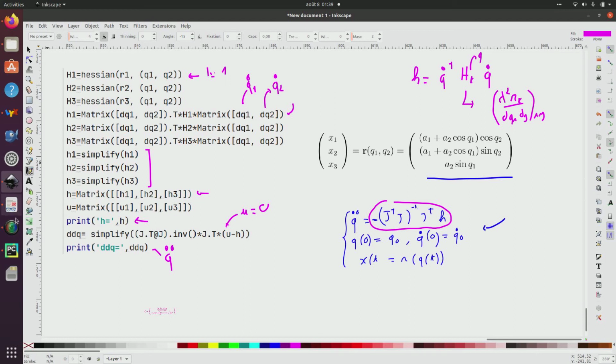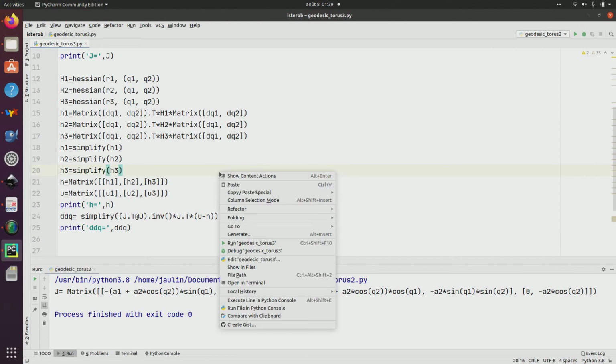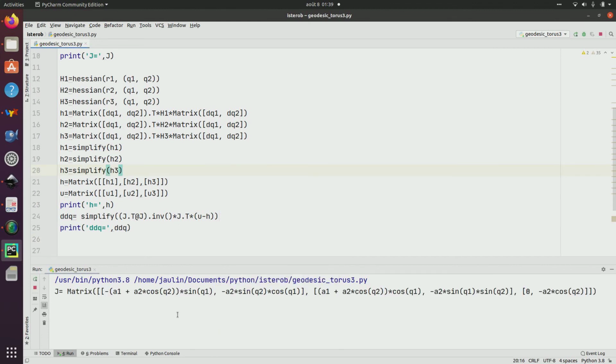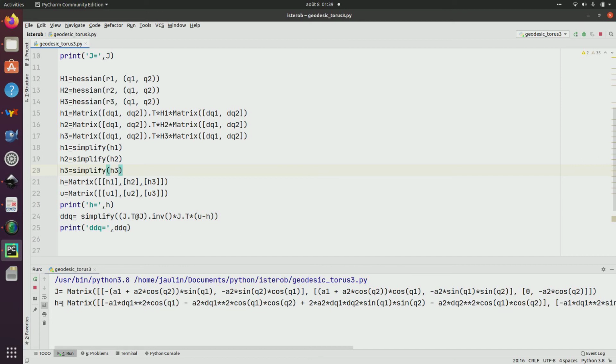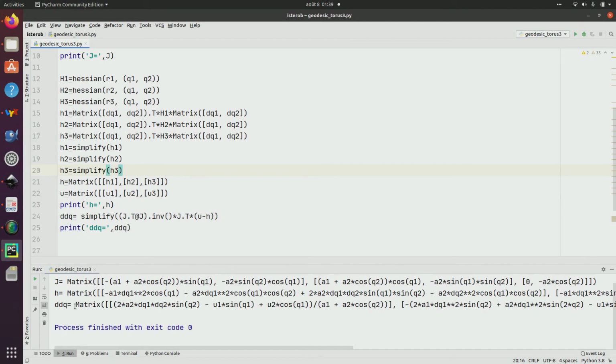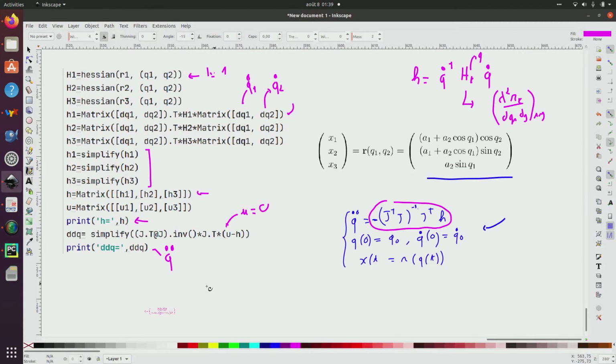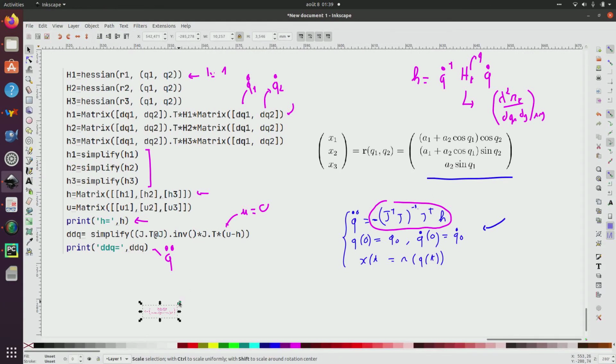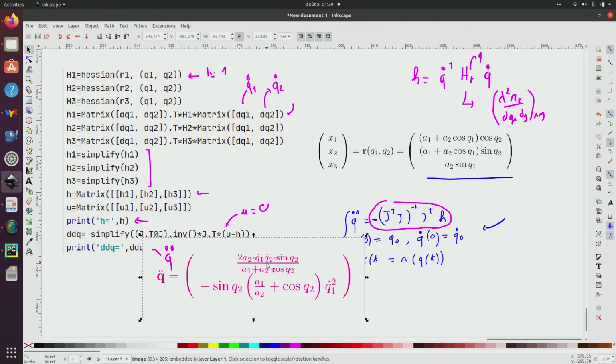If I take my Python program and run it, I compute here the J matrix and the H matrix, which is given here, and the whole expression for the second derivative of Q. This one, if I rewrite it in a more legible form, I obtain this.